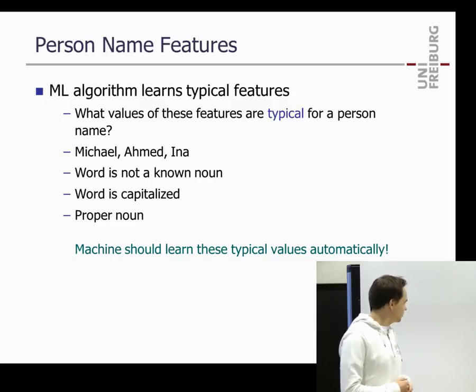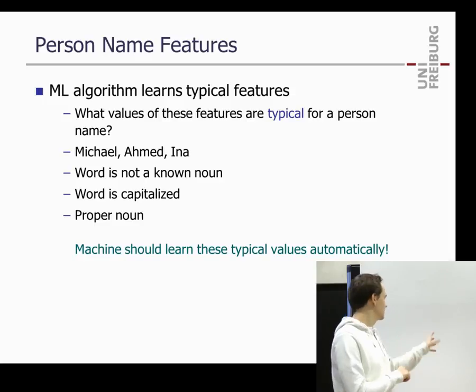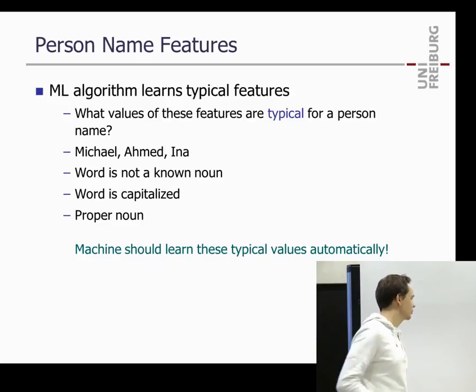But the machine should learn these typical values automatically and also combine these values. Okay, if I have something that's Tiger and it's capitalized, probably it's a person. These kinds of combinations should be learned automatically.